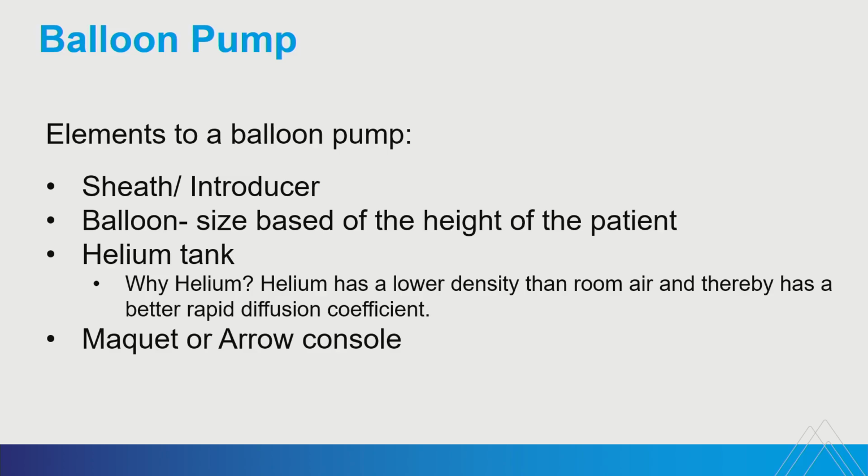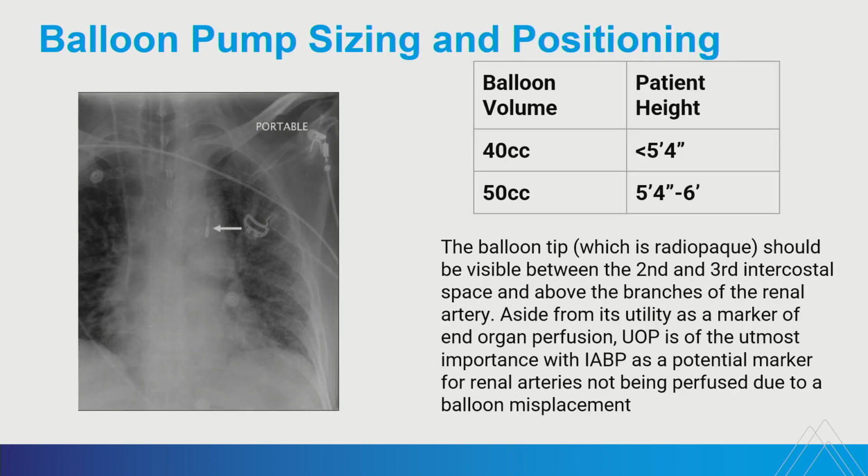That's in the Datascope. The Arrow, if your institution uses an Arrow, the sizes are a little bit different. It would be 30 and 40. Okay, so the slide is a little inaccurate there. I wrote that it's 5'4" to 6 foot. That's inaccurate. It's 5'4" or above. There is no balloon after 6 foot. It's a 40 or a 50 cc balloon.